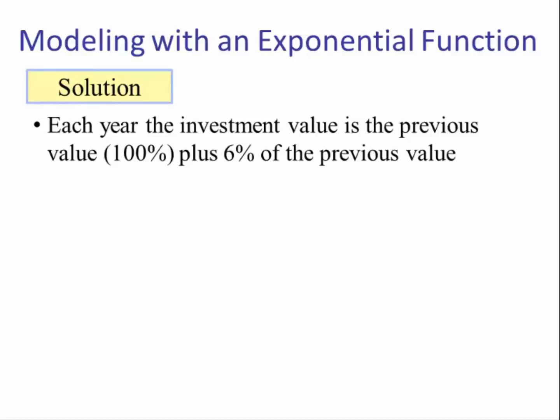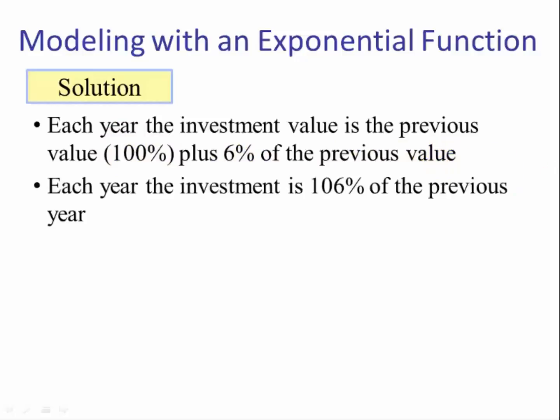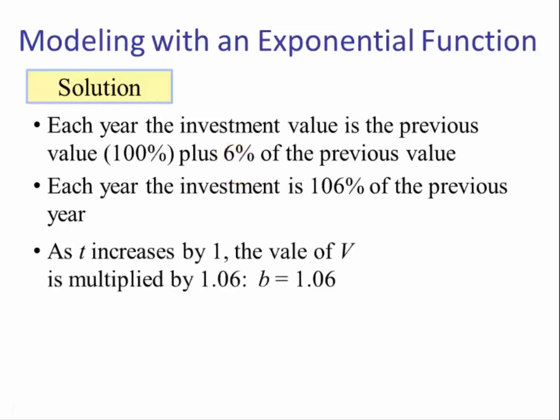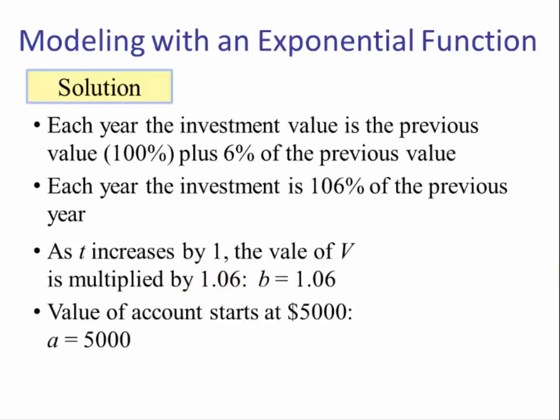Solution: each year the investment value is the previous value, which is 100%, plus the 6% of the previous value. Each year the investment is 106% of the previous year because we take the original amount plus 6%. As t increases by 1, the value of v is multiplied by 1.06. 1.06 is the same thing as 106%. Because the value started at 5,000, a is equal to 5,000.